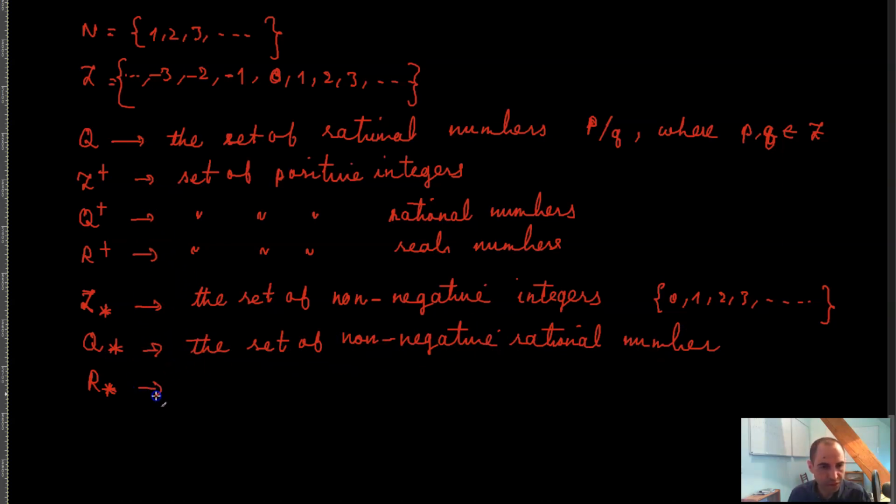And there is the set R star, which has a lot of application in these NCERT books, and that would be the set of non-negative real numbers, meaning all the real numbers except for the negative real numbers, meaning that zero is also there, right?